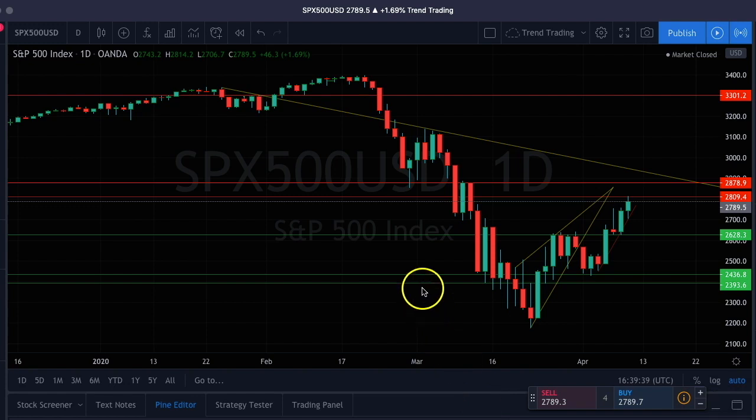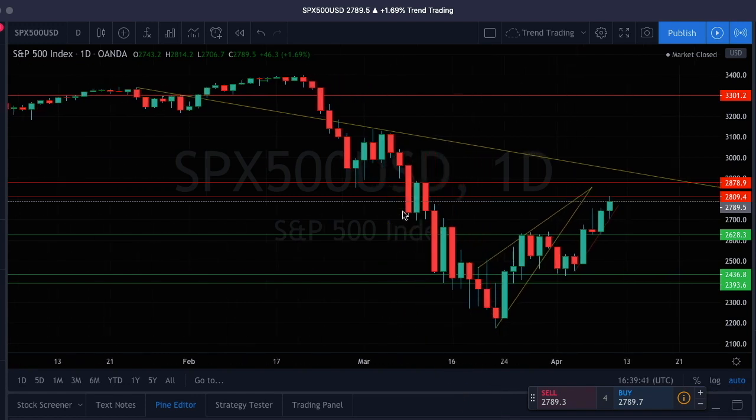Let's take a look right now at the S&P 500. What a week for equity markets. It's the biggest gain in a week for equity markets since 1932. Easily, with 17 million Americans out of work in the past 3 weeks, it's easy to see why the US equity markets are ripping up like this.